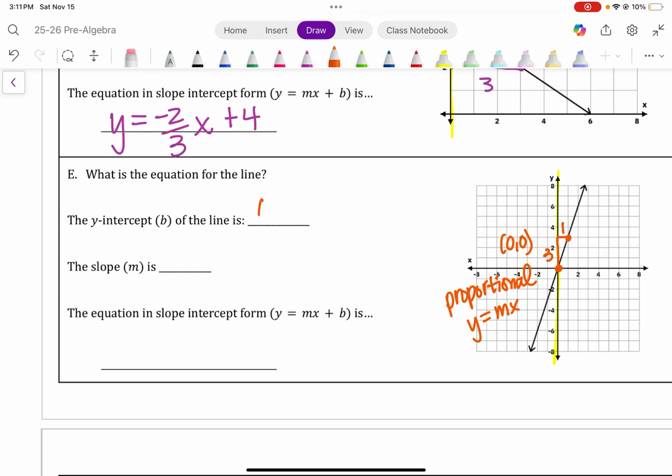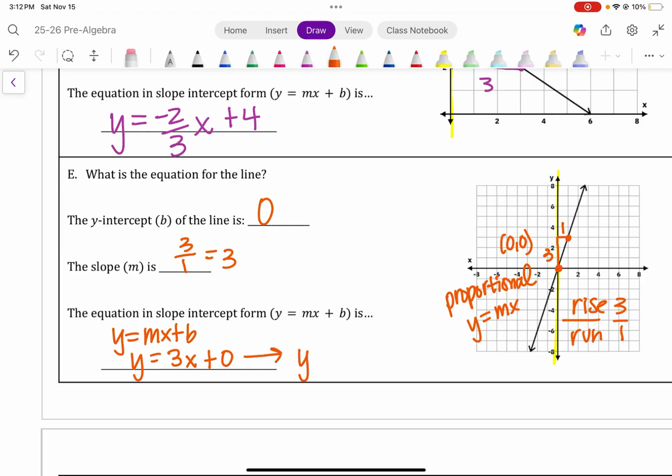So the y-intercept is 0. And the rise, 3, run, 1. So 3/1 is 3. So the equation, y equals mx plus b, when I substitute those values in, m is 3 and b is 0, and we don't need that plus 0. So we can just say that our equation is y equals 3x.